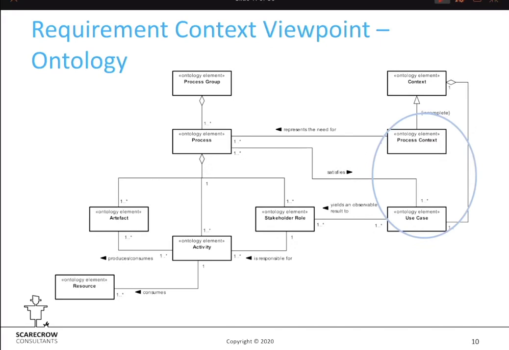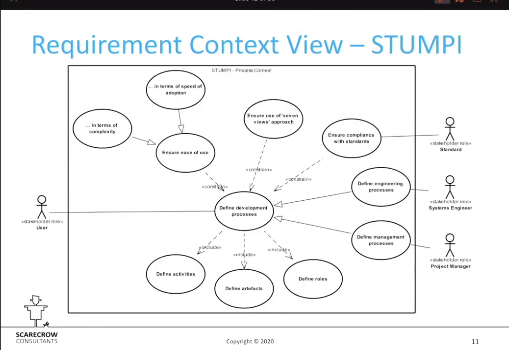So the requirement context view, essentially, it's that part of the ontology. It's about capturing, for a process or a set of processes, the context, the requirements for that process, so that we know what it has to do. If we model in SysML, we'd use a use case diagram for that. So it captures the process or set of processes, and it captures the things that process must do, and it captures the stakeholders that are involved or affected by the process.